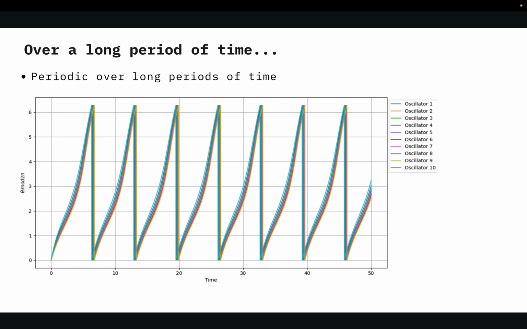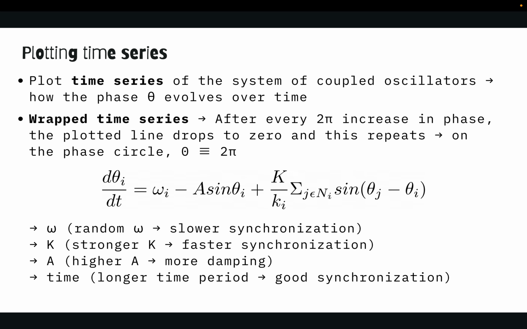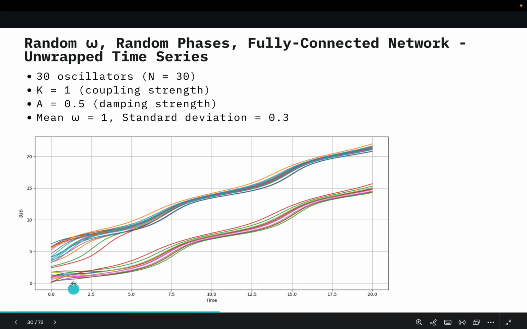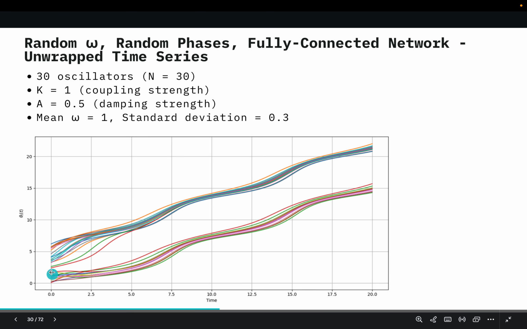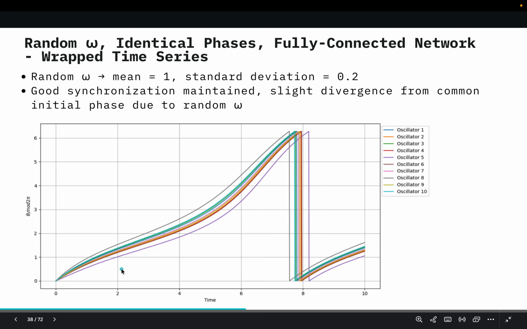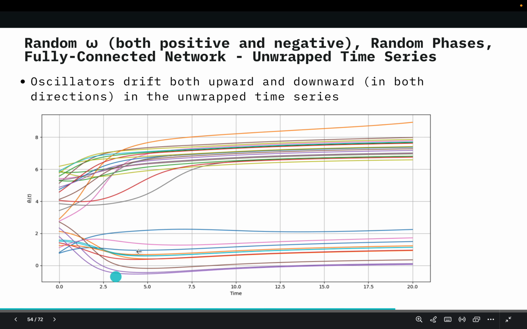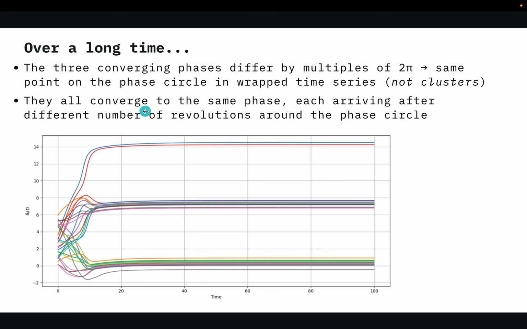This is the same situation, but when omega was only positive, I'll just show you the plot. Yeah, this was it: random omega, random phase, fully connected network, unwrapped. But here you see no oscillator was really moving down. Everyone was moving up. But right now, in slide 54, we have this up and down. And over a long time, you see this kind of behavior.